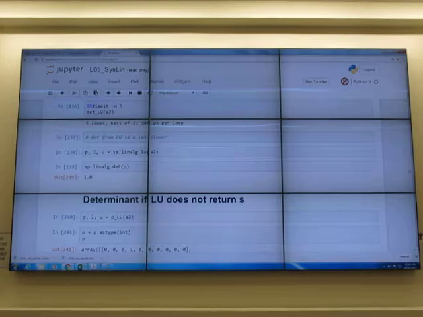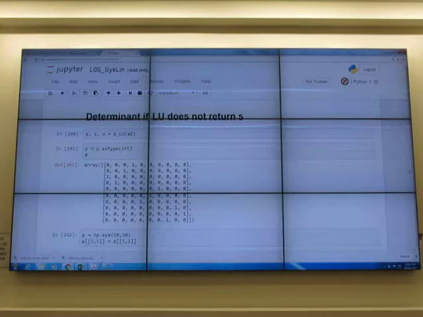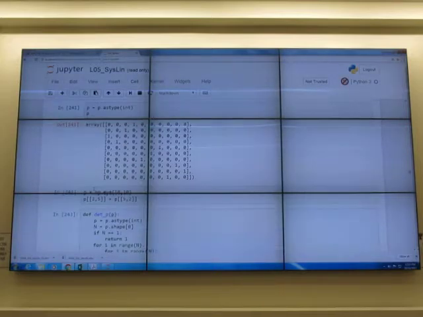If you do LU decomposition, you can get the diagonal of each of them and multiply them to each other. If you use PLU of the SciPy algorithm, it doesn't return S. You don't actually know how many times that switching happened. So the automatic function doesn't return you S. So what do you do?